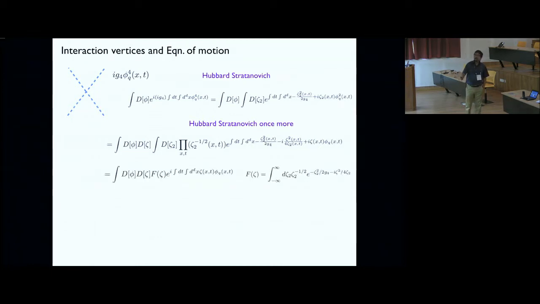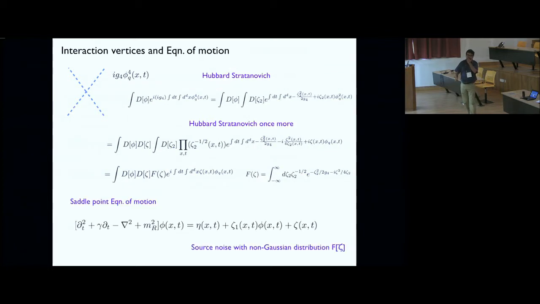And then you can take all the zeta 2 integrals into something which we call f of zeta. Remember, there's a zeta square over zeta 2, and there's a zeta 2 square over G4. So all of this goes into some f of zeta, and we will talk about what f of zeta is. Now, if you do the saddle point equation, you will basically tell me, oh, this is nothing but what looked like a Langevin noise. It's an additive noise, except it has a non-Gaussian distribution, some distribution. We'll see what it looks like in the next slide.